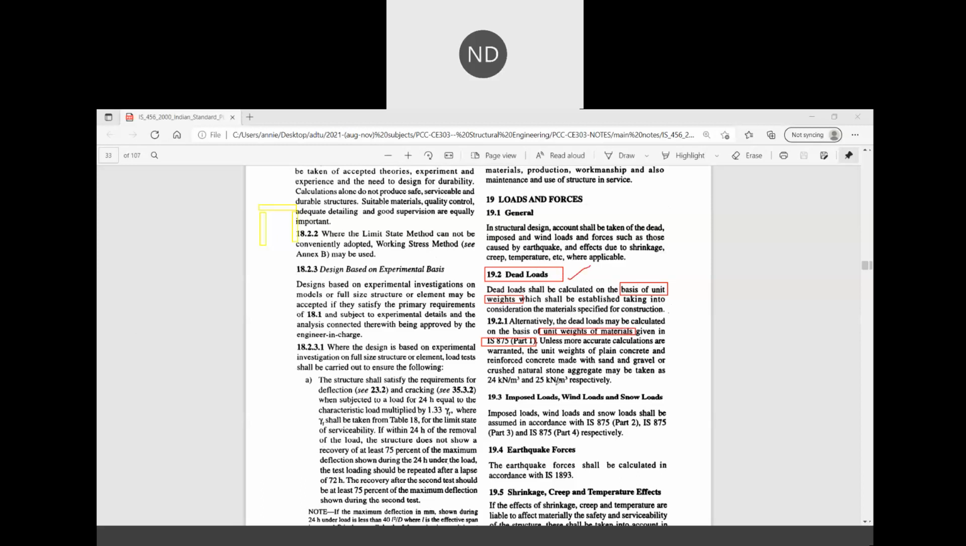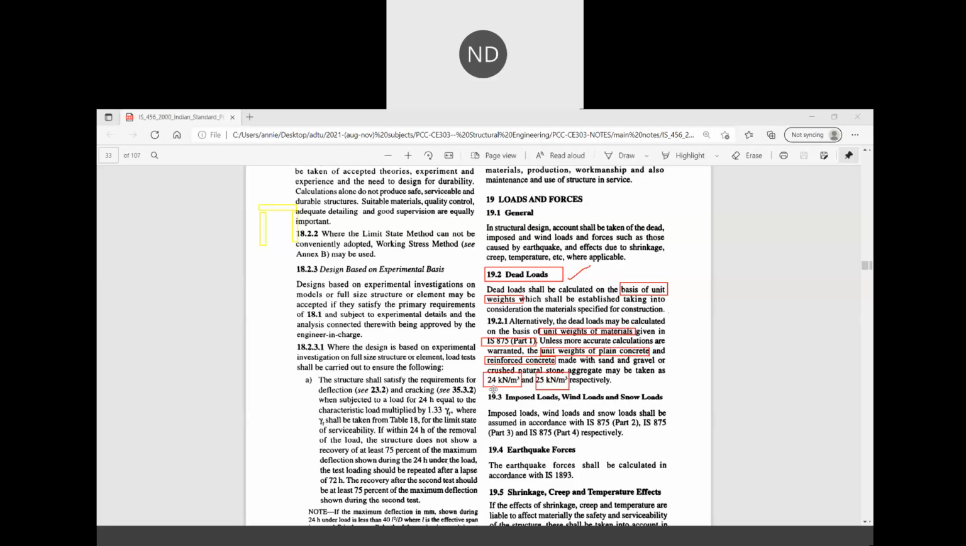But if it is not mentioned, this is the very important thing which you should know, the unit weight. You will require this in your higher semesters also. The unit weight of plain concrete, and the unit weight of reinforced concrete made with sand and gravel or crushed natural stone aggregate, may be taken as 24 kilonewton per meter cube and 25 kilonewton per meter cube. I think you know this, and if you don't, these are already mentioned in your IS code.